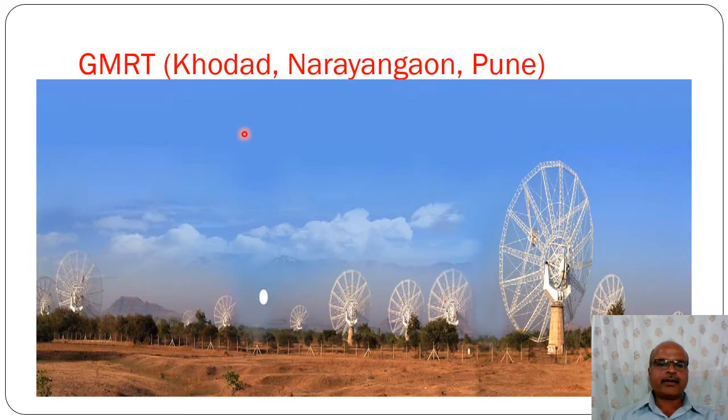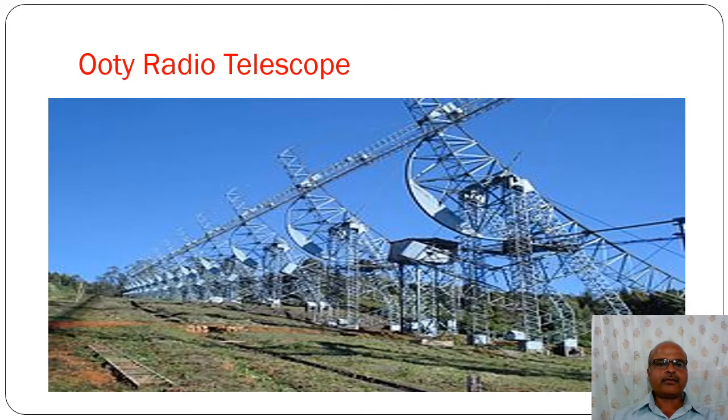Next we have to study the parabolic dish antenna. Parabolic dish antennas are generally used in satellite uplink and downlink design. Also, we can take the example of GMRT Khodad, Narayangaon, Pune. This place is nearer to our college. In that GMRT, this parabolic dish or parabolic reflector type of antennas are used. This is also a radio telescope, as shown in this figure. Parabolic reflector antennas are used there.